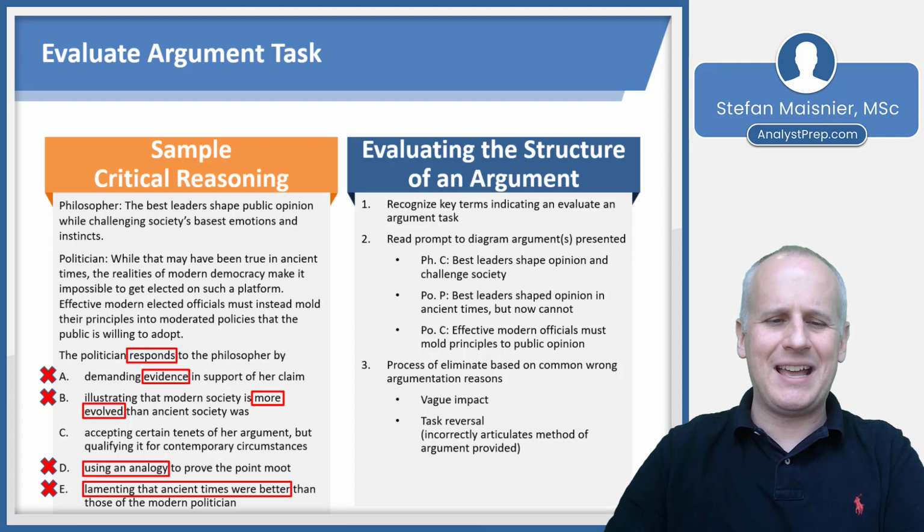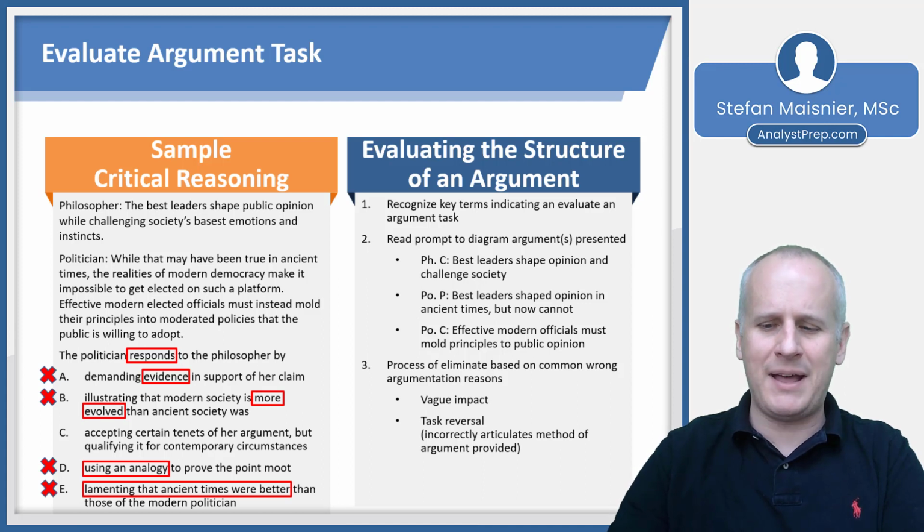And choice C, accepting certain tenets of her argument. Well, the politician does agree with the philosopher that something may have been true in ancient times. But qualifying it for contemporary circumstances, well, it says that you can't do that anymore. And qualifying here just means adding a qualification, not like qualifying for a race. So it's just adding some condition that must be met in the contemporary or modern times. So choice C, in that bland verbal reasoning GMAT style, is properly articulating what the argument is literally doing and how the politician responds to the philosopher.